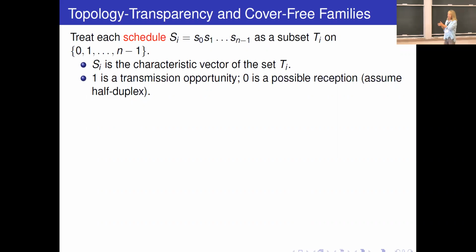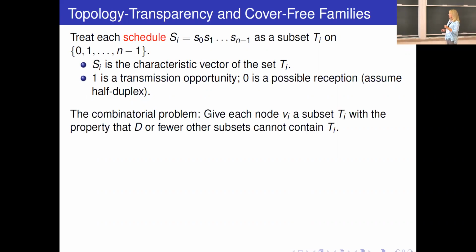So here I'm actually looking at radios that are what are called half duplex. So you can't transmit and receive at the same time. You can either transmit or receive, and that's all. There are fancier transceivers, but we won't get into that here.